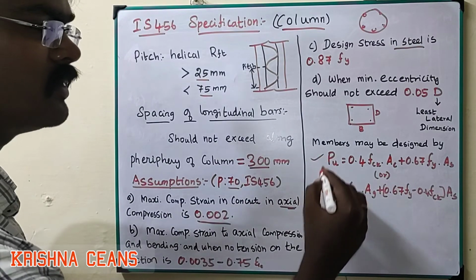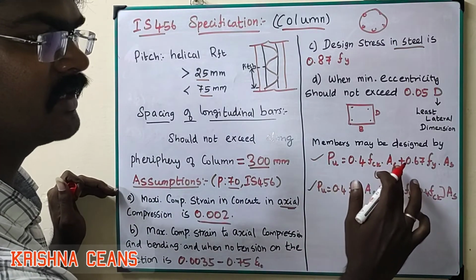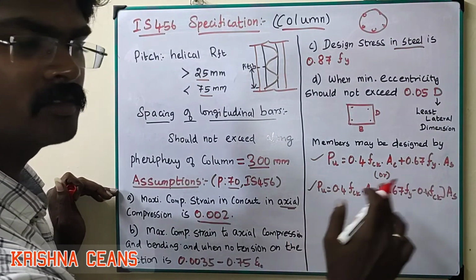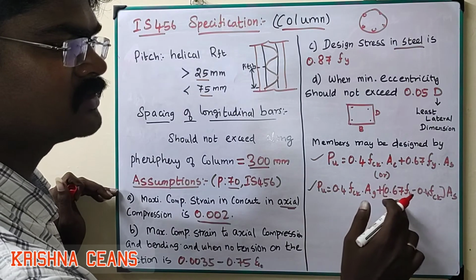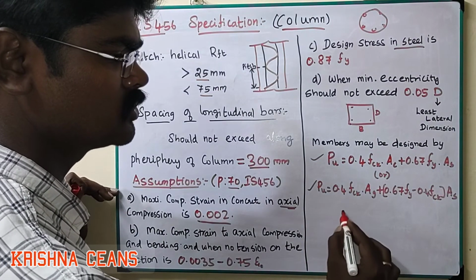Either we use this formula or this formula. PU equals 0.4 FCK AC plus 0.67 FY AS, or 0.4 FCK AG plus (0.67 FY minus 0.4 FCK) into AS. So this is your column.